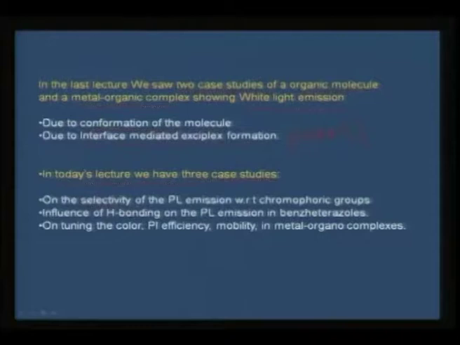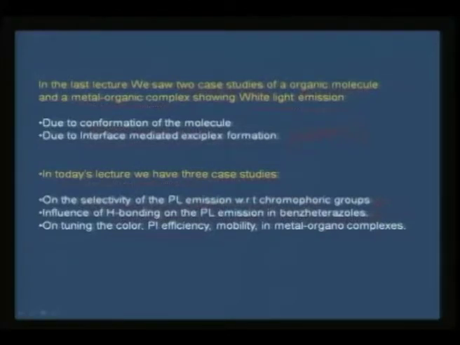First, I am going to talk to you about selectivity of PL emission with the different chromophoric groups in the organic molecule. So, this is one example, and as a passing thought, I am also going to give a brief example on hydrogen bonding on the PL emission in Benz heterosols, how hydrogen bonding can play a role in tuning the PL properties, and on tuning the color, PL efficiency, mobility, how we can use metal organic complexes to vary the PL emission. So, these three will be the basis for today's lecture.